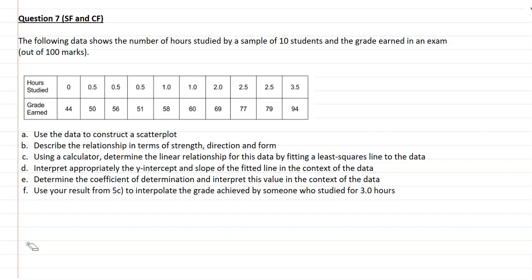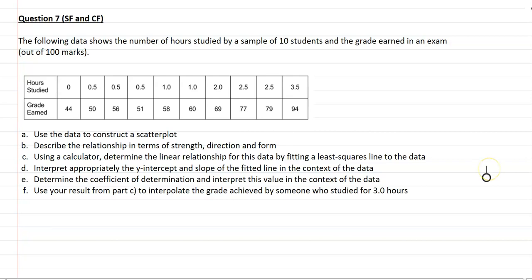Interpret appropriately the y-intercept and slope of the fitted line in the context of the data. Determine the coefficient of determination and interpret this value in the context of the data. And finally, use your result from part C to interpolate the grade achieved by someone who studied for 3 hours. Give it your best go, and we'll check in with my sample answer shortly.